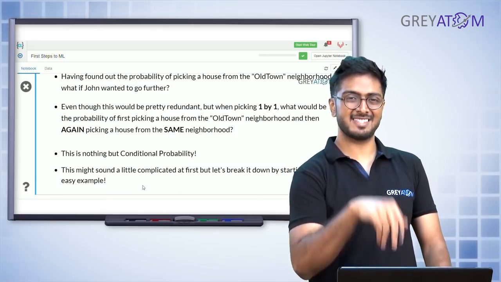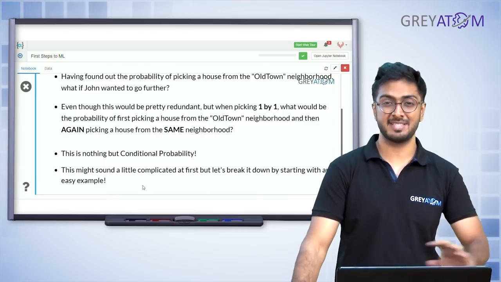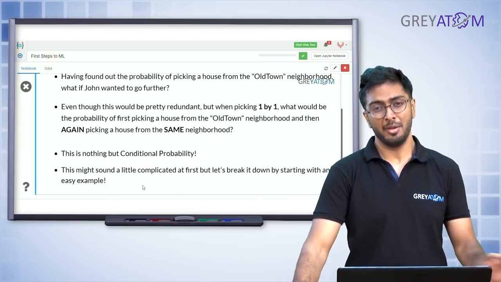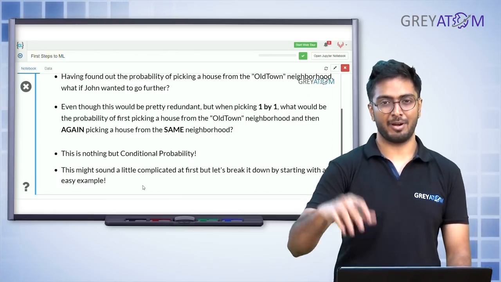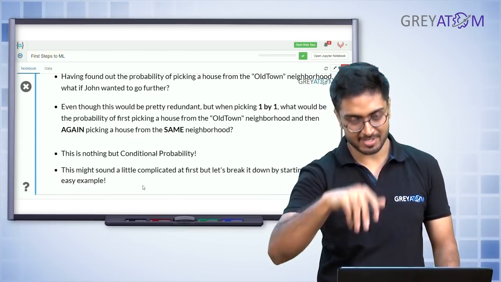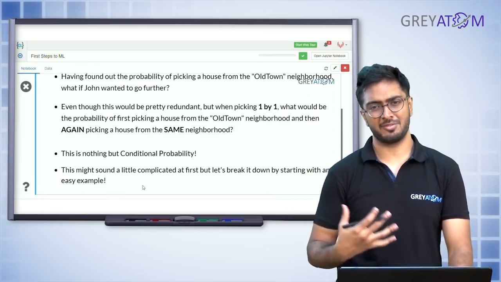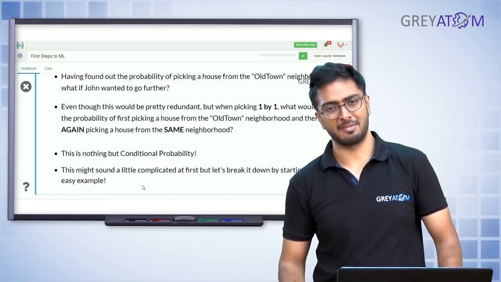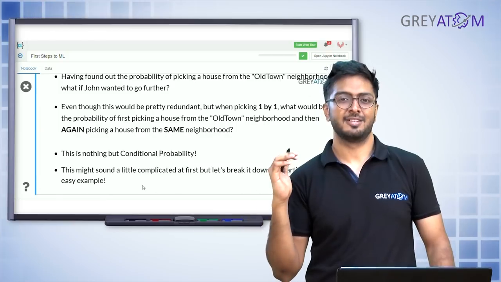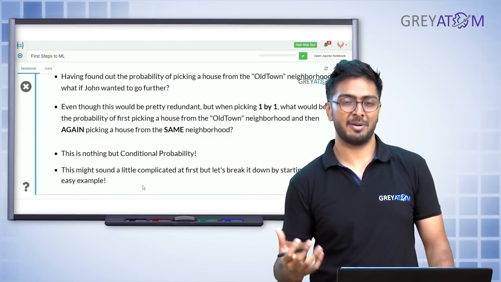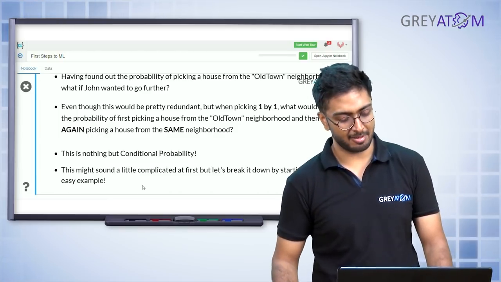Now what is the probability that the second time I pick another house, the probability of that belonging to Old Town? Will that still be the same as my first probability? Will it change? That's a question that we need to understand. So if I'm picking houses one by one from this data set, the first time my probability of getting a house from Old Town is 7%. But now that I've chosen it and it's gone, will the probability still be the same? So this is the concept of conditional probability.